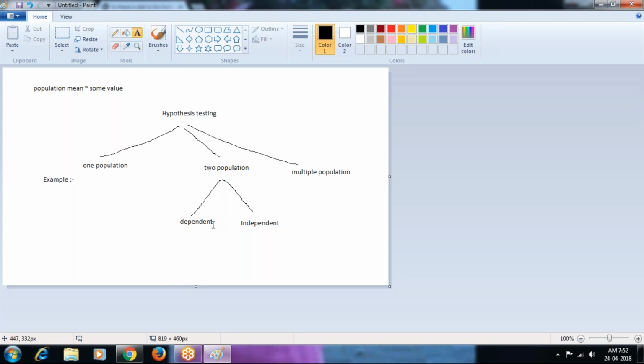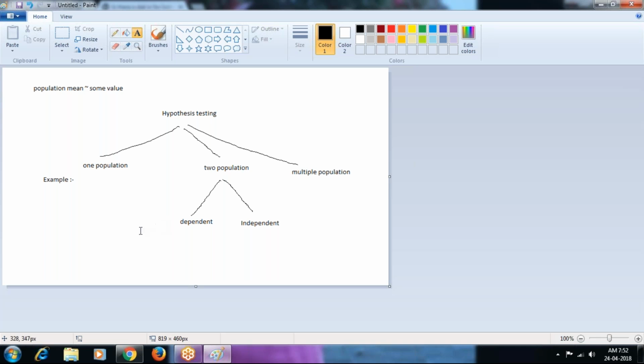Lakshmi, is your screen lagging? Sorry? I think your screen was lagging for now. It's fine. I was not able to see dependent, independent. Now I can see. Please continue. Now you can see it, right? Yeah, now I can see.